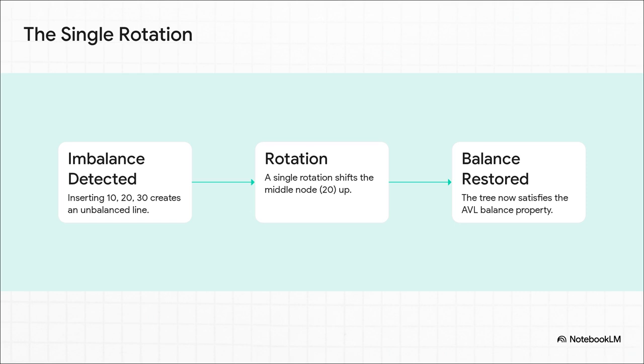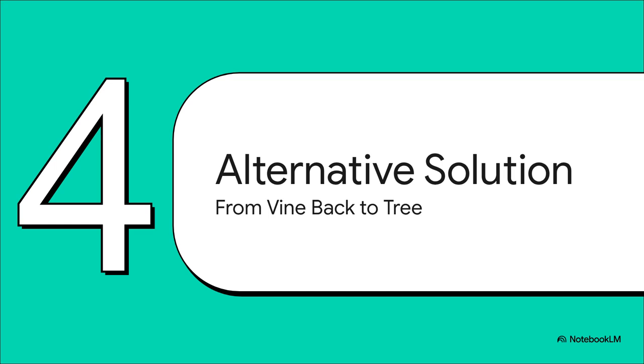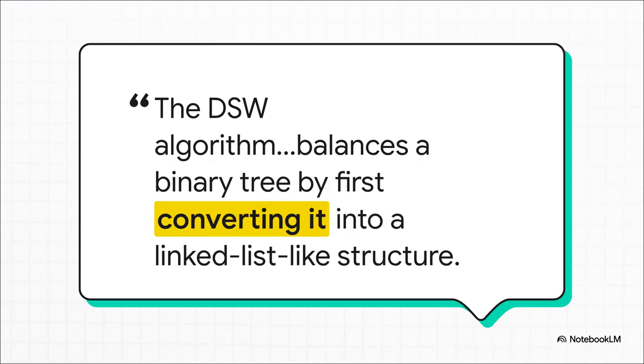Pretty cool, right? But what if you don't need to fix things constantly in real time? What if you could just fix the whole tree at once, every now and then? This brings us to a totally different philosophy, the Day-Stout-Warren algorithm, or DSW. This isn't about constant vigilance. It's more of a nuke and rebuild approach. Now, I know what you're thinking. This sounds completely backwards, right?